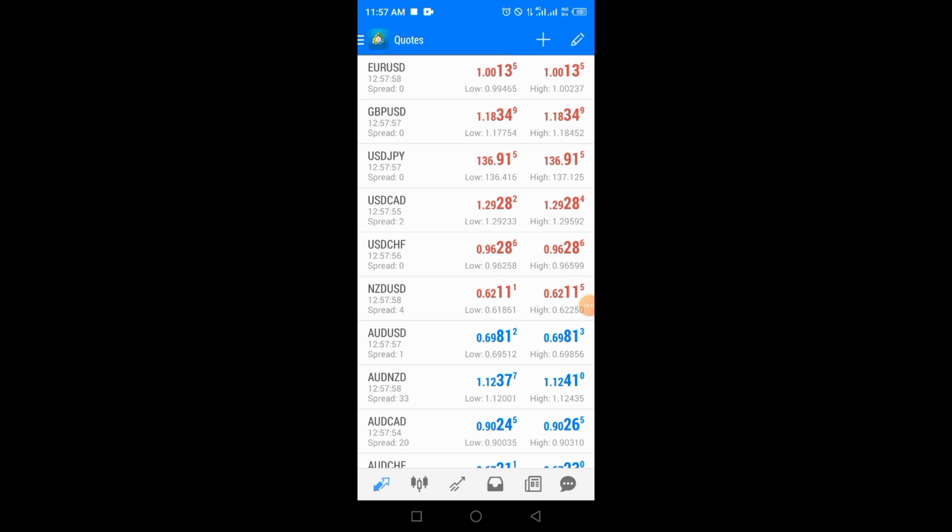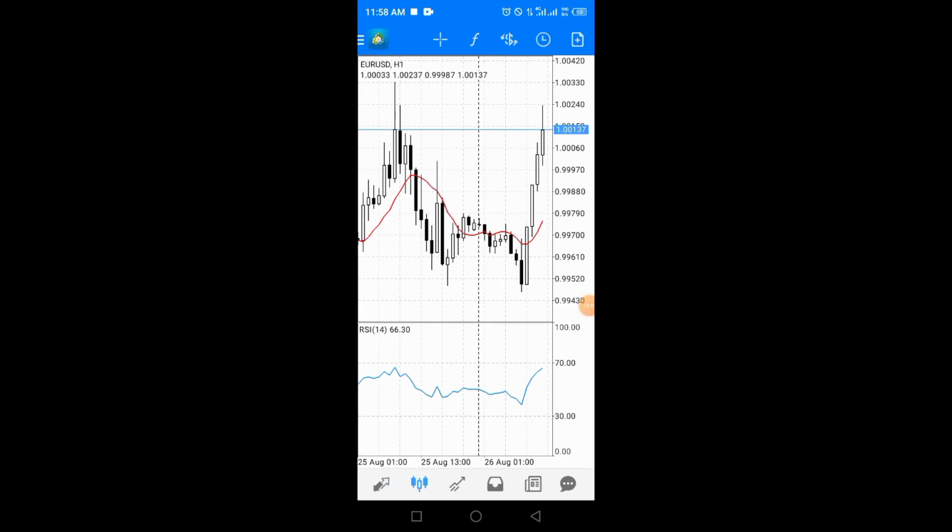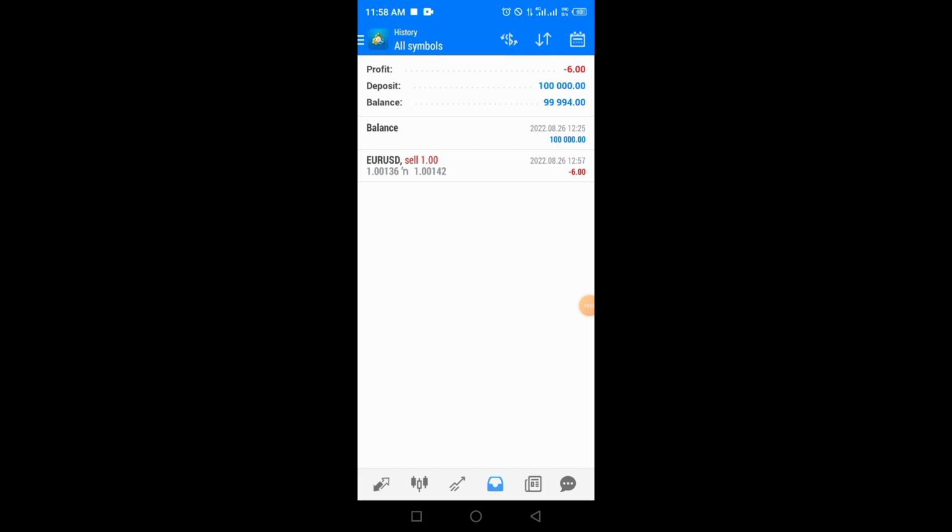So you already know that we have the quote, we have the chart, we have the trade, and then we have the history. So by the time you tap on all of these individually, you'll be able to see them. Okay, you will see them. So these are some of the features that you need to know, guys. So I hope you learned something from this video.